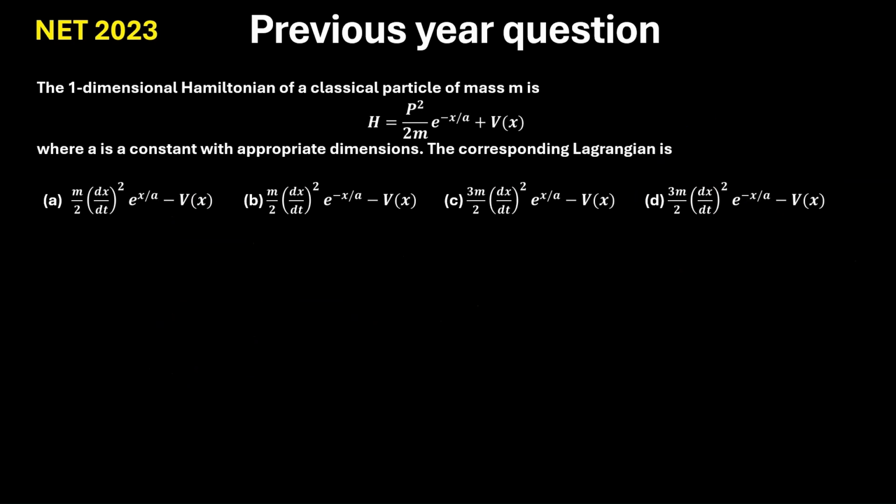This question is similar to the previous one where the Hamiltonian is given and we have to find the Lagrangian. So we can use a similar method. So Lagrangian will be equal to x dot p minus the Hamiltonian. So x dot p minus p squared by 2m e to the power minus x by a minus V of x. Now I can use the equation of motion to express p in terms of x dot.